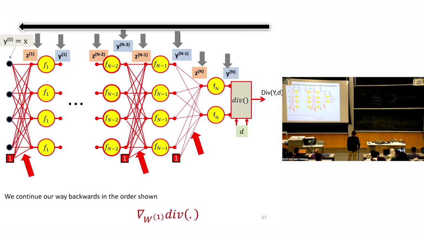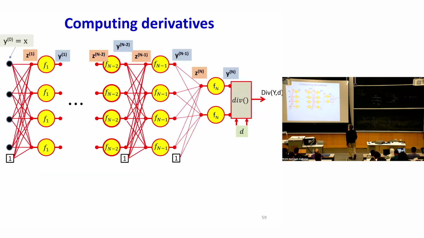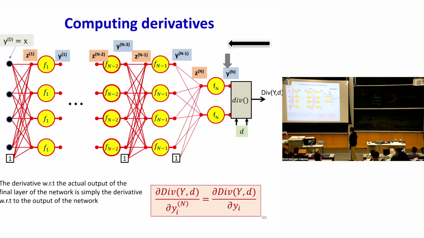Now let's actually go through the math. So first, we assume we have the divergence. The divergence function is something that we design. And for each divergence, if you were paying attention in the last class or if you saw my Piazza post, you know how to compute the derivative of the divergence with respect to the output of the network. I'm just assuming that this is given because every divergence has its own derivative.